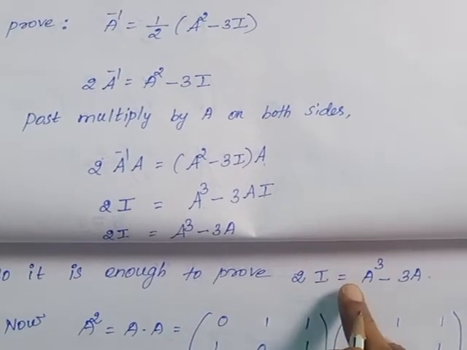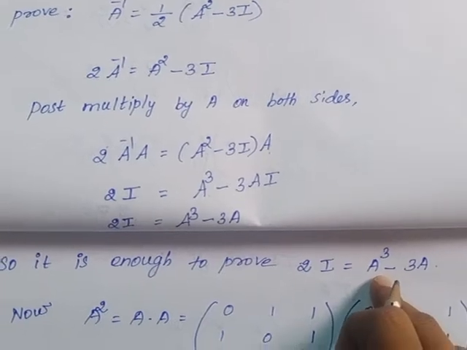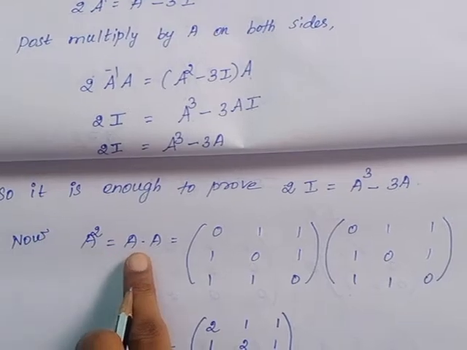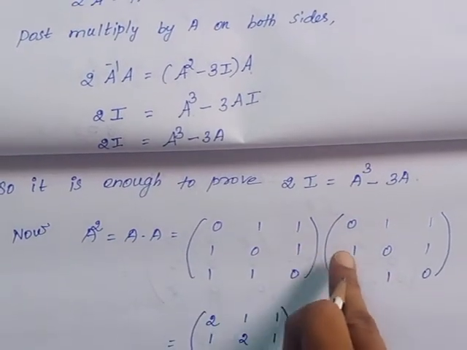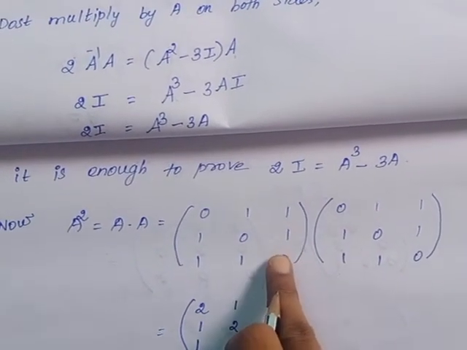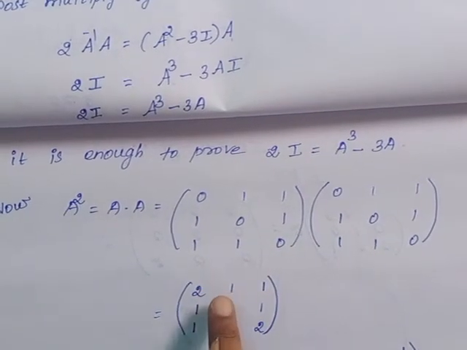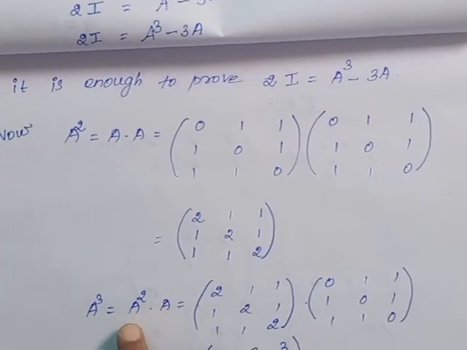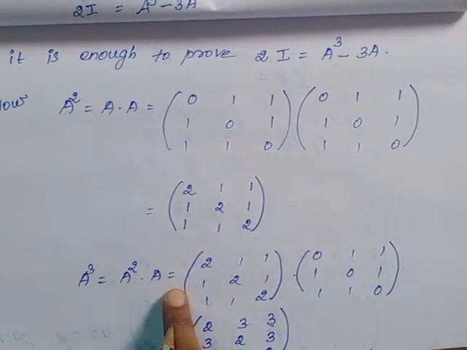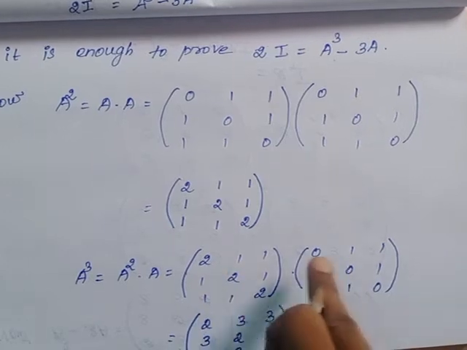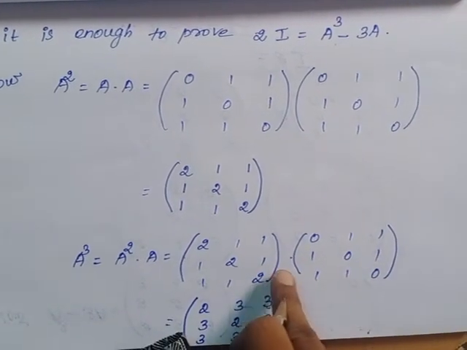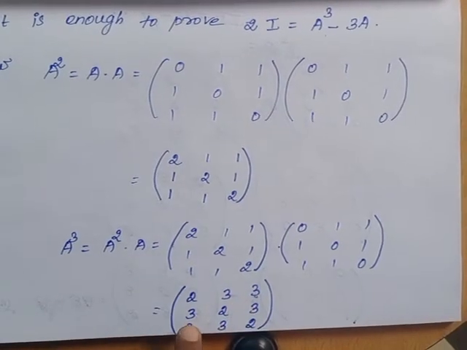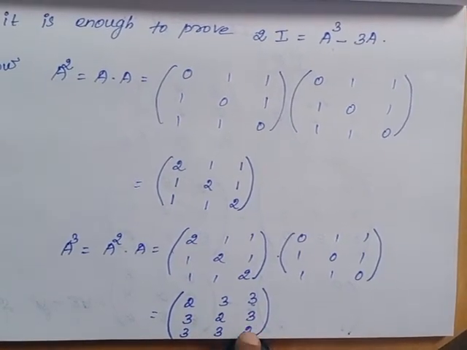So in this result we need only the A cube matrix. So first we have to find the A cube matrix. A square equals A into A. So we multiply the given two A matrices. We get the answer 2 1 1 1 2 1 1 1 2. Next A cube is A square into A. The first one is the A square matrix, the next one is the A matrix. You just multiply both matrices, we get the answer 2 3 3 3 2 3 3 3 2.